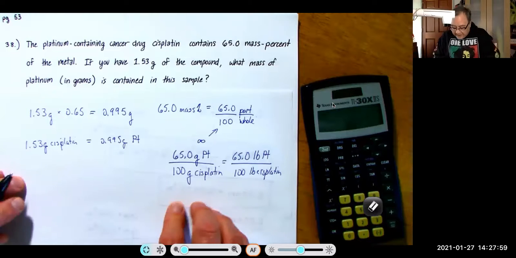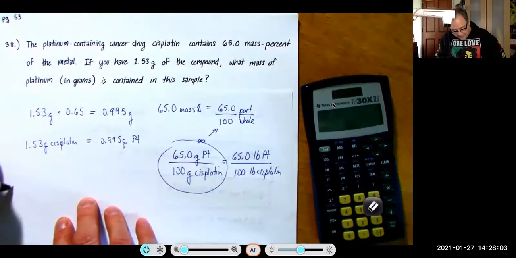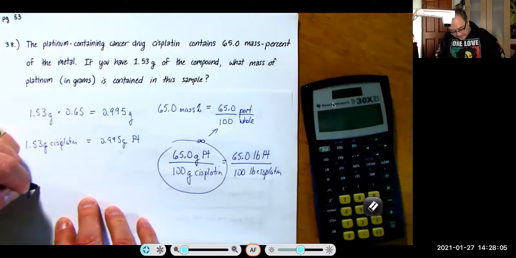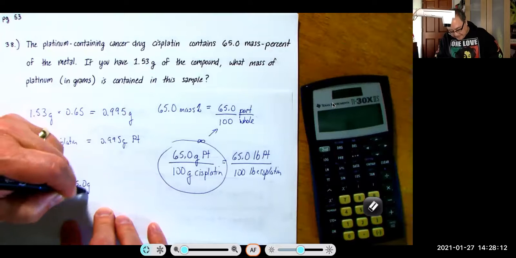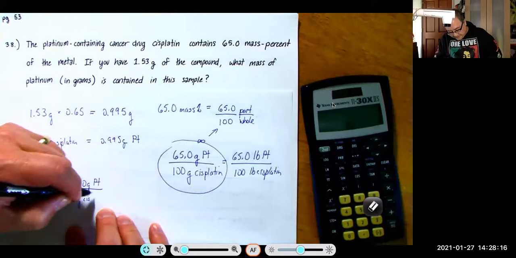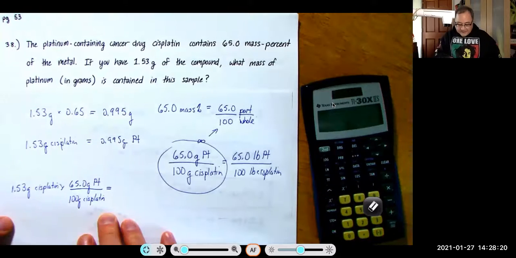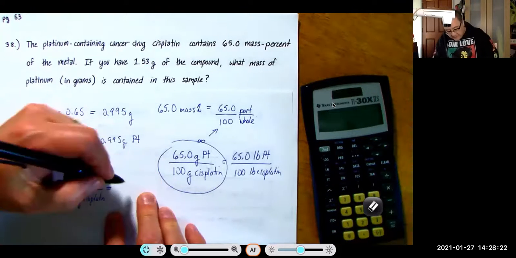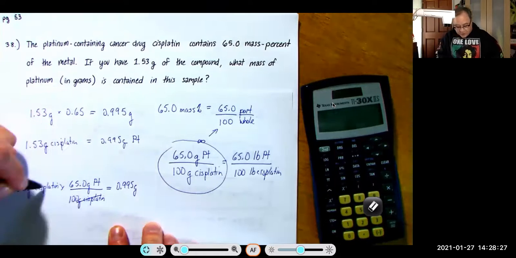So if this is the ratio, do you see how I can take 1.53 grams of cisplatin, multiply by 65.0 grams of platinum and 100 grams of cisplatin, and we get the same answer as above? But can you see how the units change to grams of platinum?